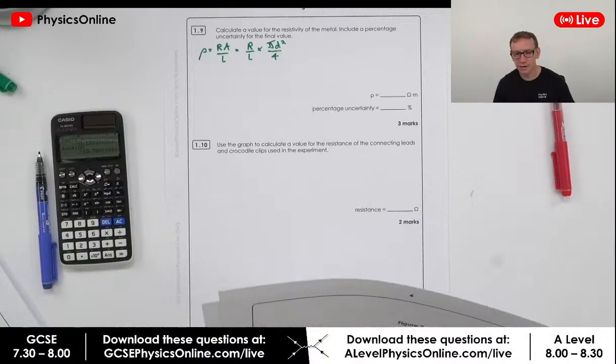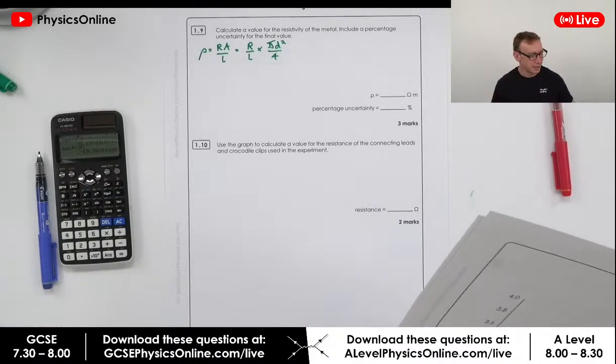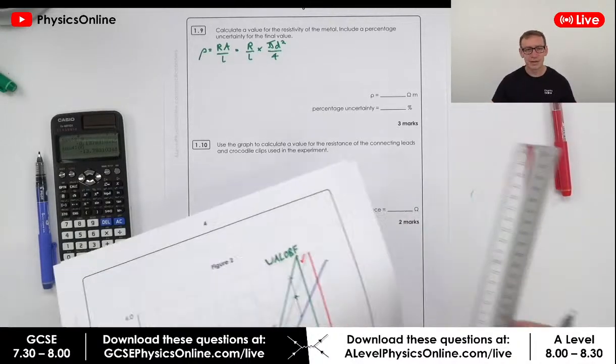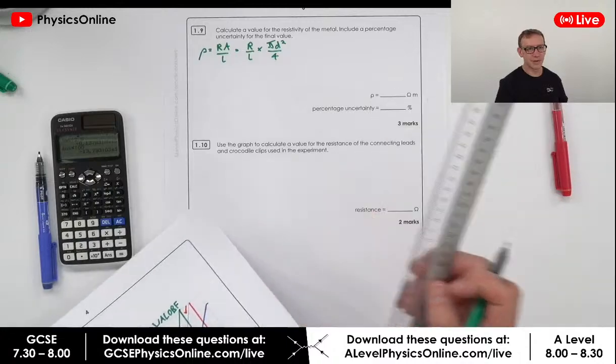Are you allowed like a 12-inch or 30-centimetre ruler? Yes, of course, yeah. I recommend a clear 30-centimetre ruler, definitely.